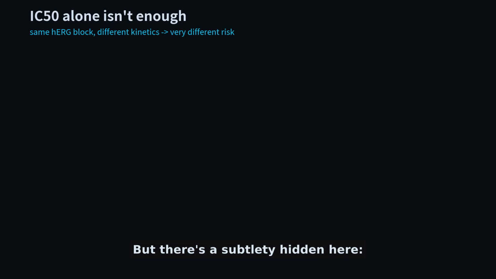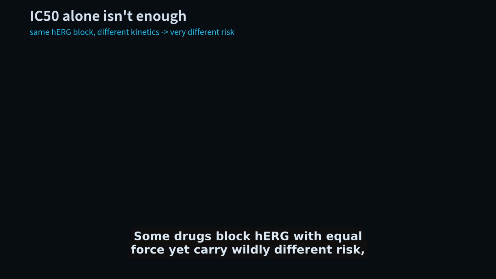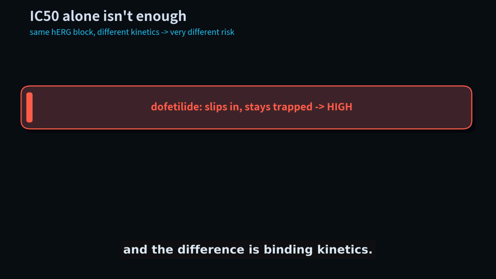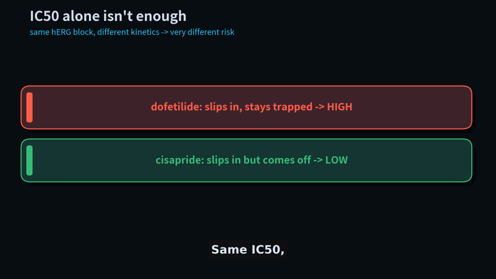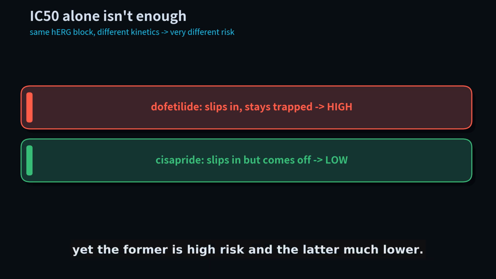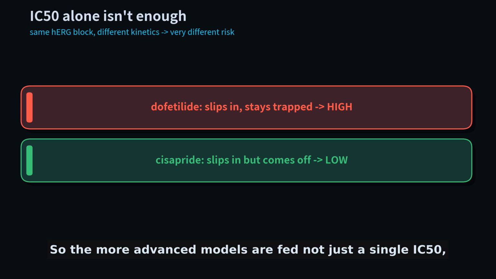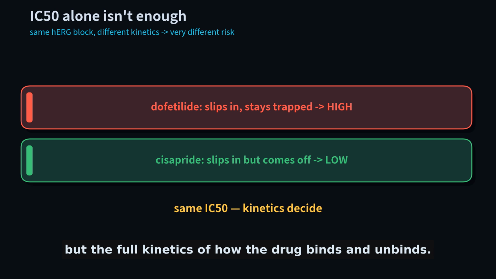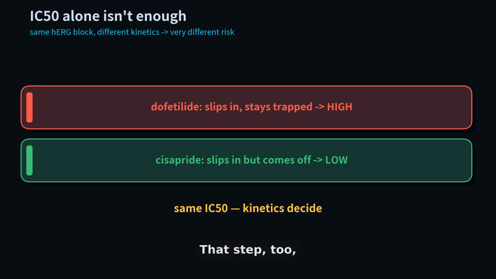But there's a subtlety hidden here. IC50 alone isn't enough. Some drugs block hERG with equal force yet carry wildly different risk, and the difference is binding kinetics. Dofetilide, once it slips into the channel, stays put, trapped tight. Cisapride slips in but comes off easily. Same IC50, yet the former is high risk and the latter much lower. So the more advanced models are fed not just a single IC50, but the full kinetics of how the drug binds and unbinds. That step, too, relies on the fine recordings of patch clamp.